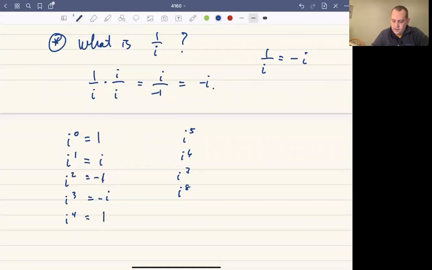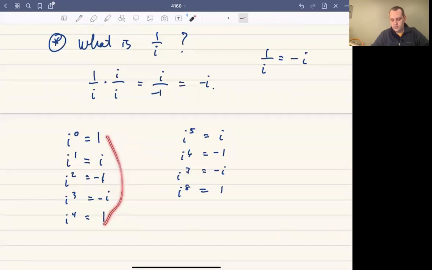And therefore i to the 5th would be i to the 4th times i, so that would be i. And then -1, minus i. So you get kind of this sequence with period 4. Like every fourth term is going to be the same. So i to the 0 and i to the 4th and i to the 8th, all those are 1. If you have a multiple of 4 plus 1, then i to that power will be i, and so on. Okay, so that's the powers of i.